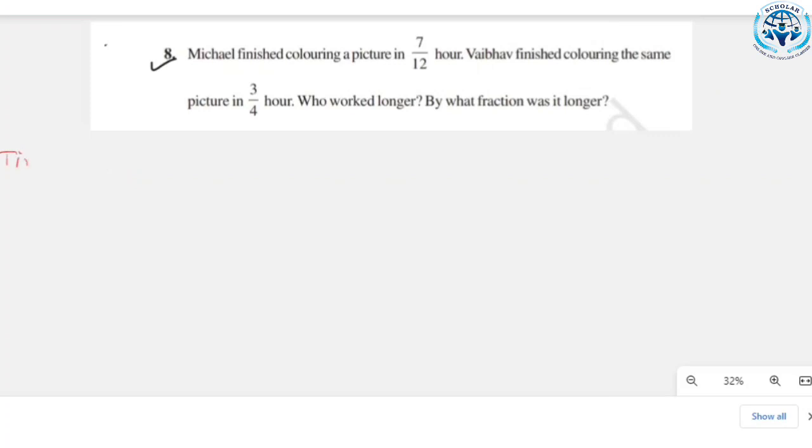This is the last question of the exercise. Michael finished coloring a picture in 7 by 12 hour. Vaibhav finished coloring the same picture in 3 by 4 hour. Who worked longer? By what fraction was it longer? Time taken by Michael is 7 by 12 hour.